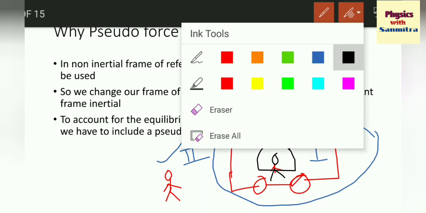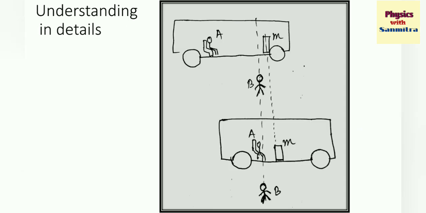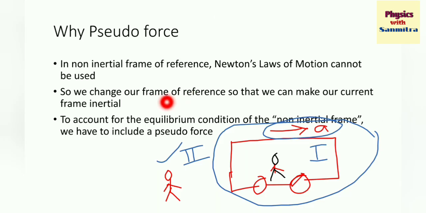Now, first of all, I cannot analyze it with the help of Newton's laws of motion, because Newton's laws of motion cannot be applied like this. It should be in an inertial frame of reference. So we have to account for this non-inertial frame to make it an inertial frame. To analyze this, we have to change our frame of reference so that we can make our current frame inertial. So I have to do something by which I can make this frame 1 inertial.